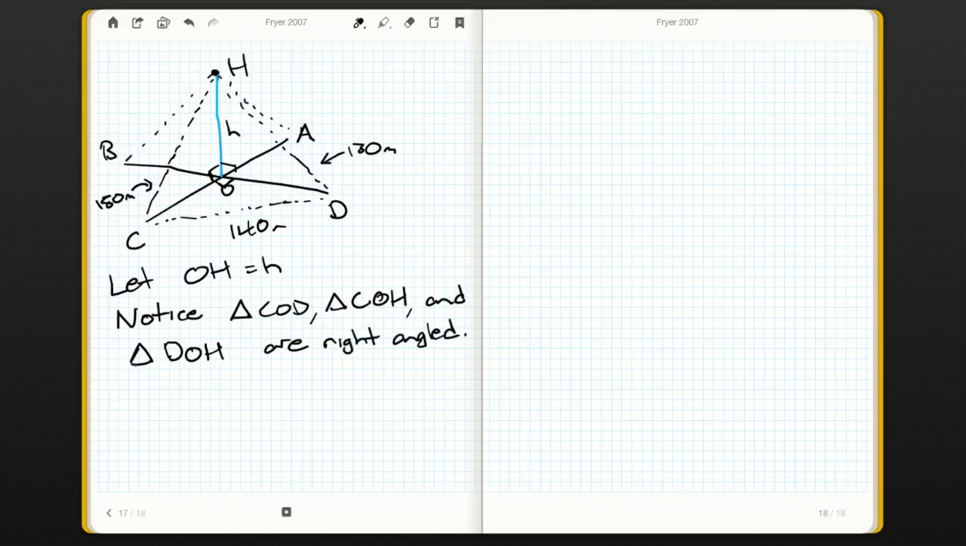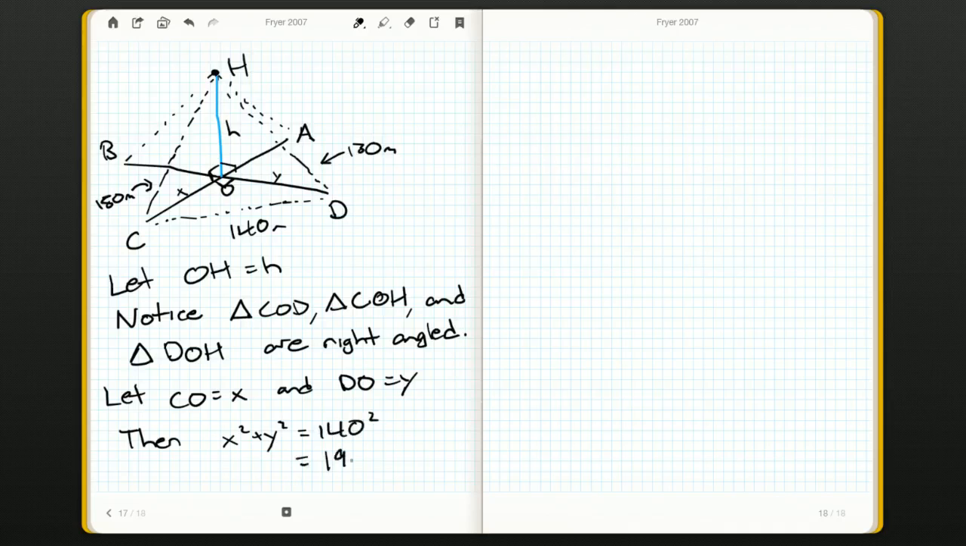Okay. So let's give names here. Let's let that be X and that be Y. Let CO equal X and DO equal Y. Well, then X squared plus Y squared is going to be 140 squared. 140 squared is 19,600.